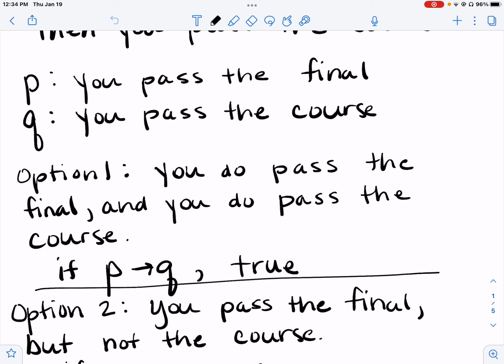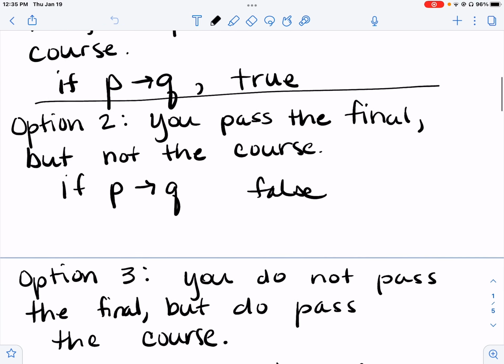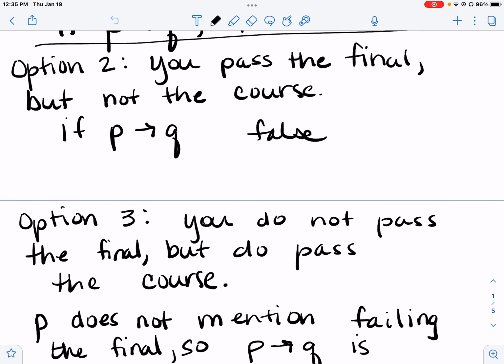Option 1, you do pass the final and you do pass the course. So if P, then Q was true. P happened and Q happened. Option 2, you pass the final but not the course. So if P, then Q is false, because if P happens, Q is also supposed to happen.